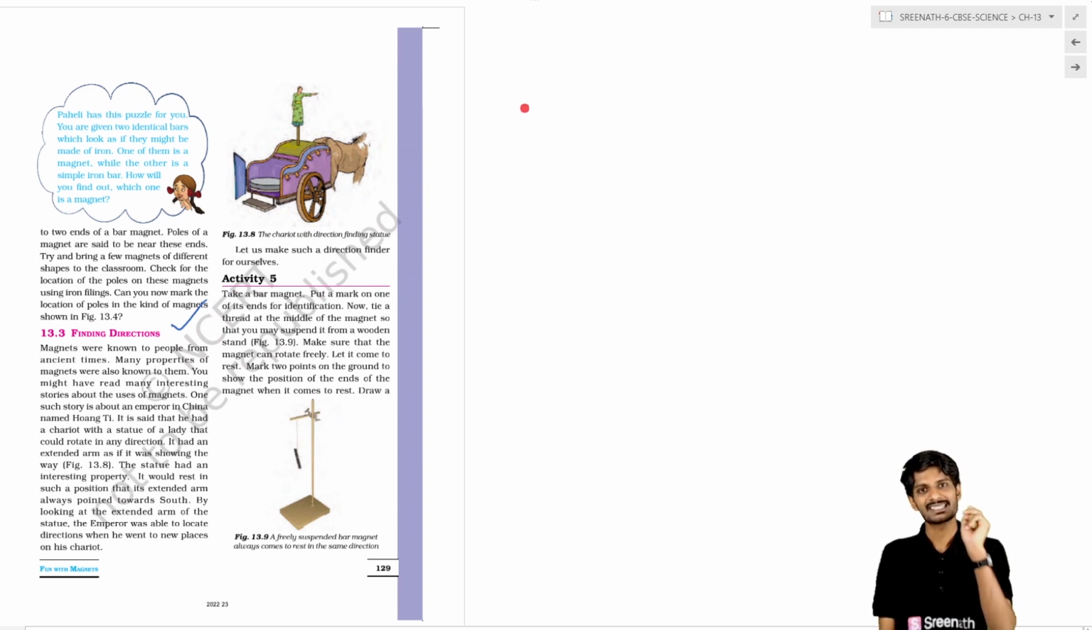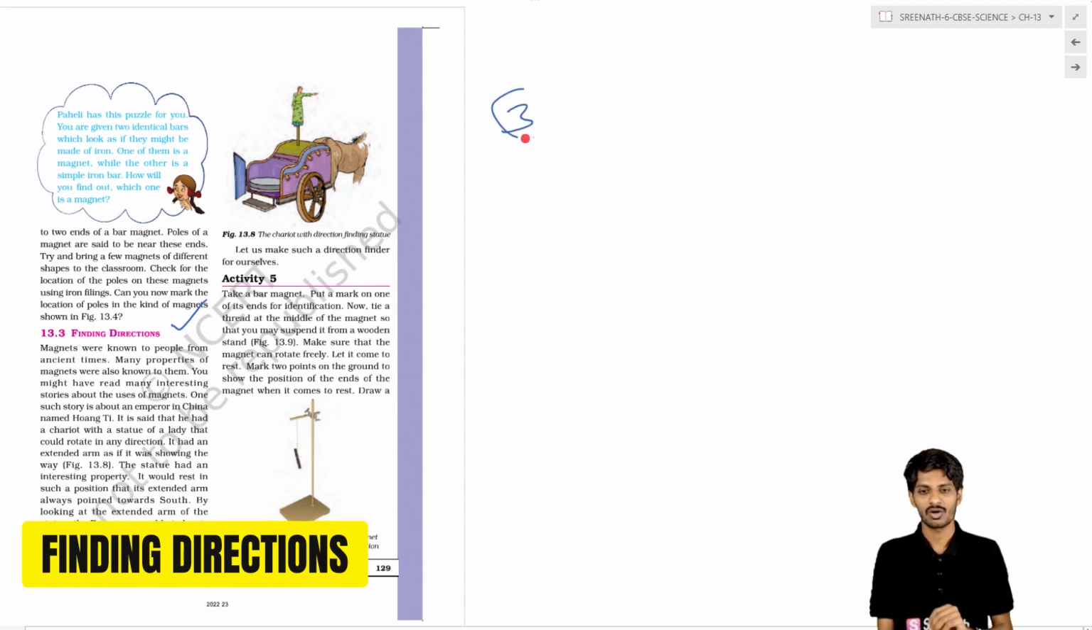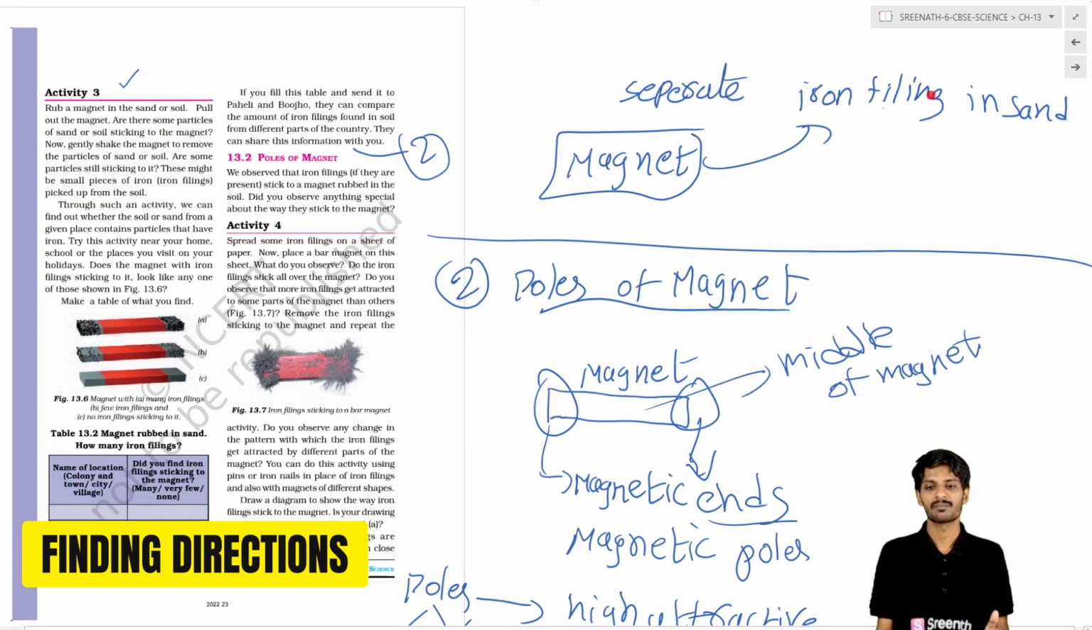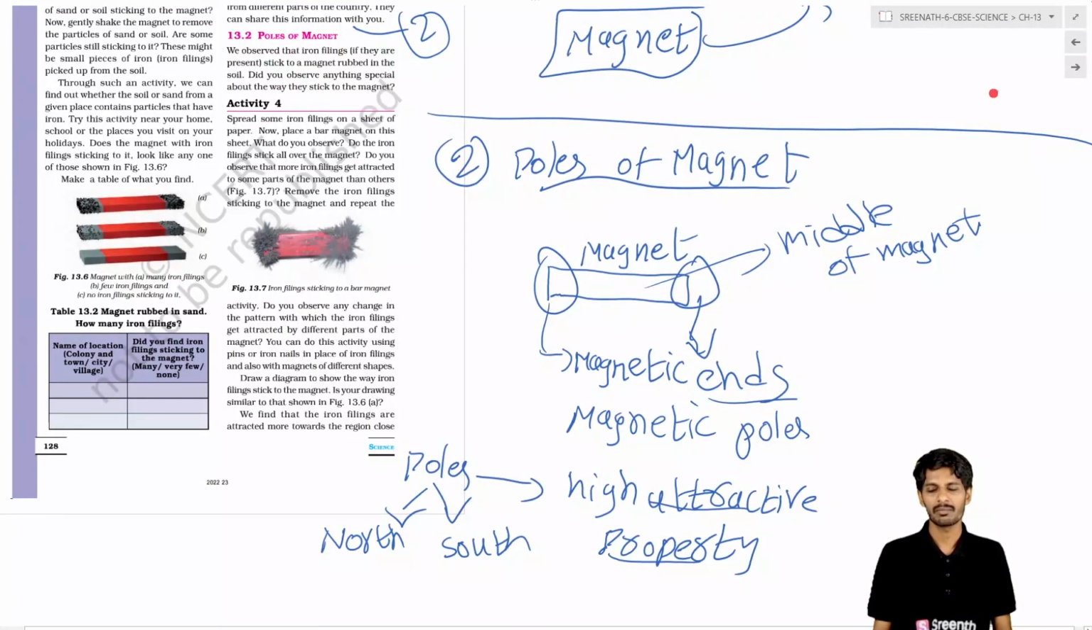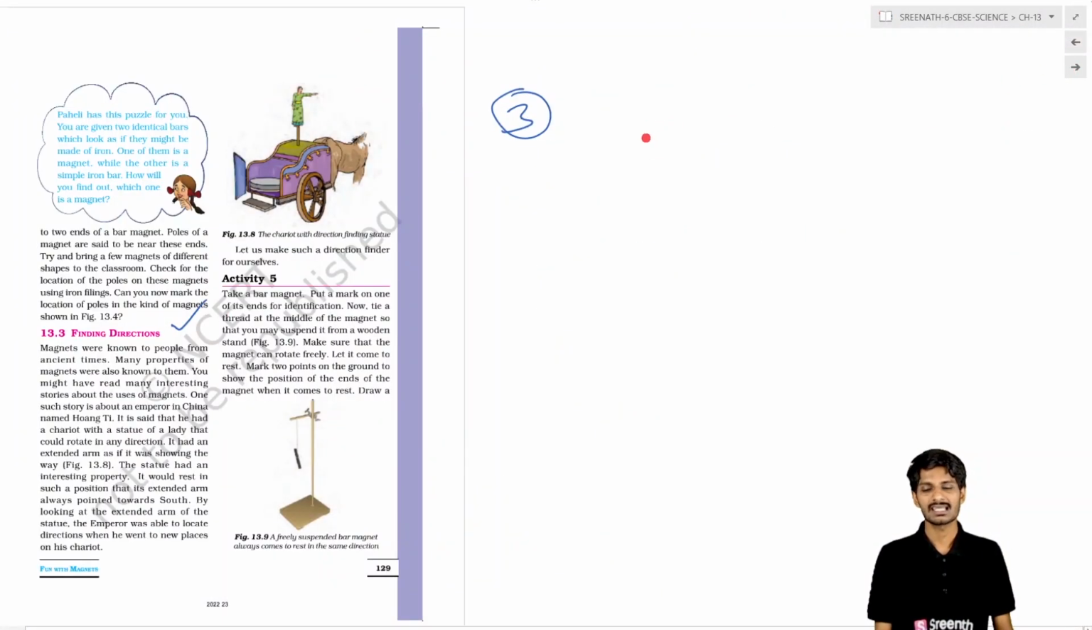Next, we have completed the second topic and entered the third topic. Basically, in the previous section we discussed the attractive property of the magnet. Now we are going to discuss another property of the magnet, finding direction. How will we find the direction?